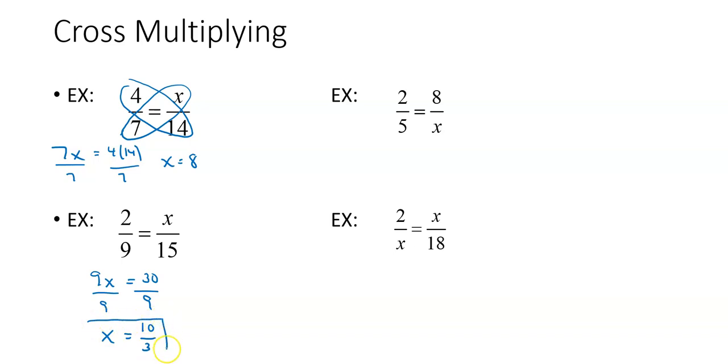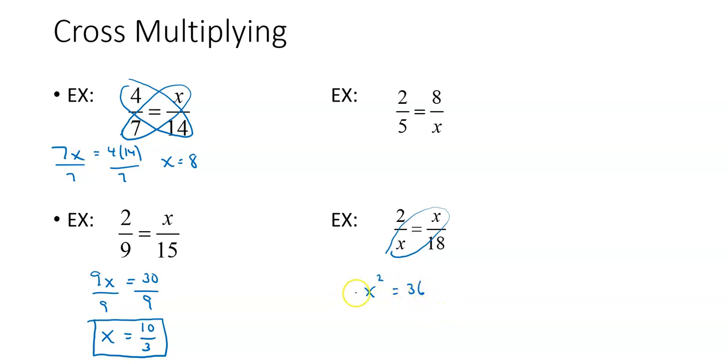There's my answer. Is it okay for the answer to be a fraction? Sure it is. If you're building something or you're cutting lumber to match a certain proportion, it is possible that you could cut 3 1/3 feet of lumber board. That's certainly correct. How about the last one? 2 over x equals x over 18. When we cross multiply the x times x, we get x squared. And then we multiply 2 times 18, we get 36.